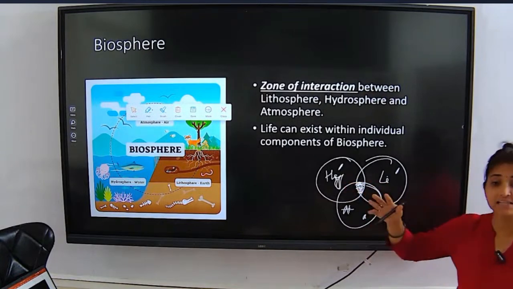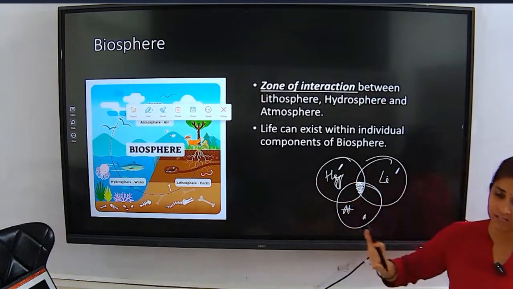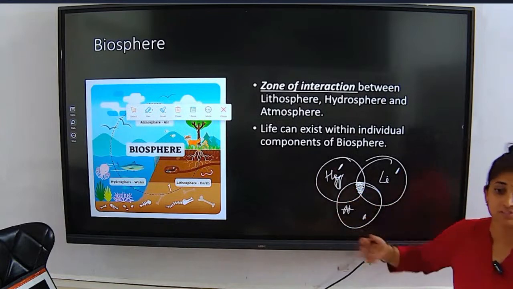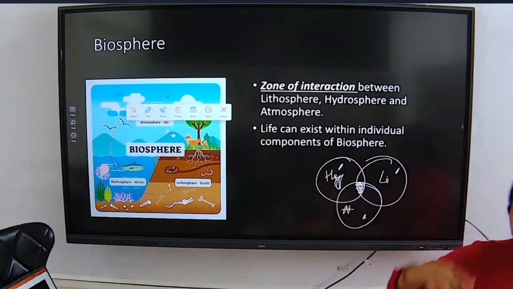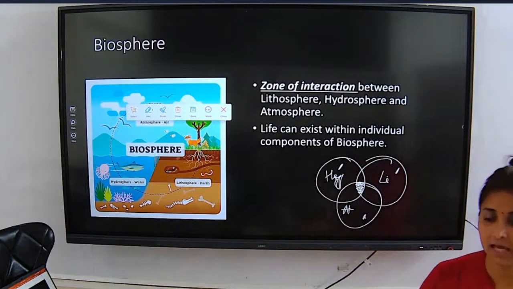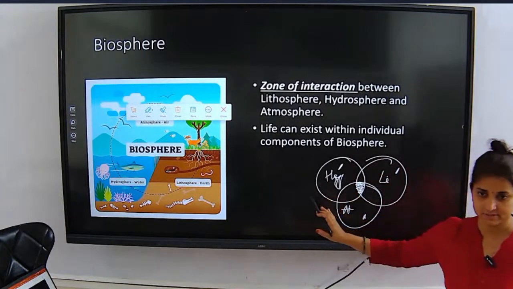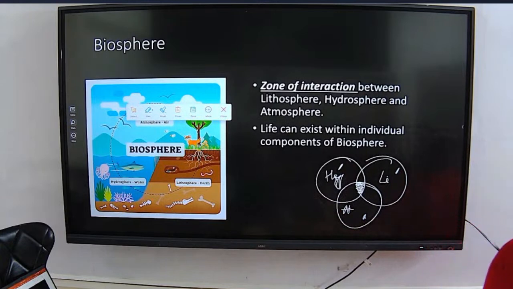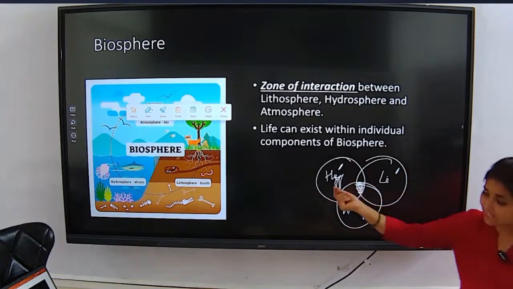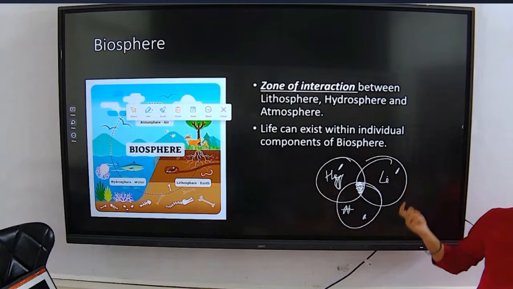So whales or sharks which are living in the deep sea can be an example of this, but whales still not, because they will come to the surface to breathe. Okay, sharks you can write here. Are you understanding what kind of organism I am looking for? Purely living in hydrosphere, purely living in atmosphere.